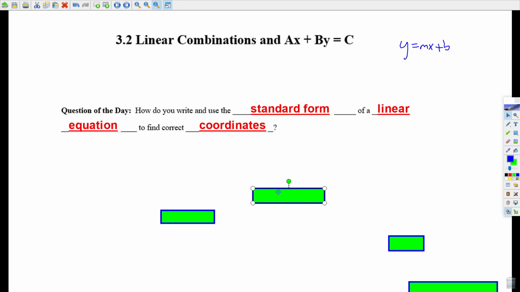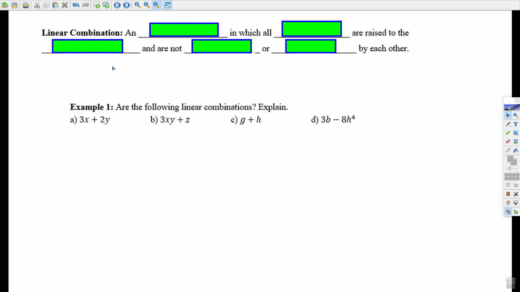in order to find the correct coordinates. And we're also going to graph some of these. But first, a new word. Linear combination.